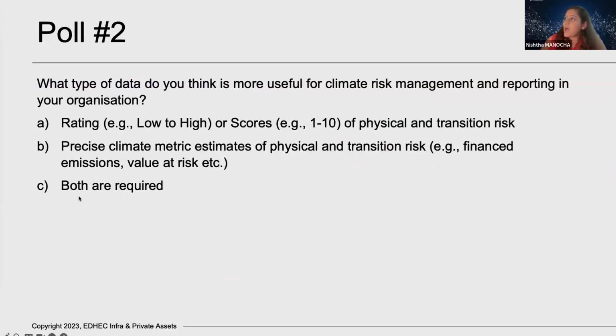Before I summarize and give you the key takeaways of today's session, I'd like to have a second poll. Natalia, if you could help me launch this poll, thank you.